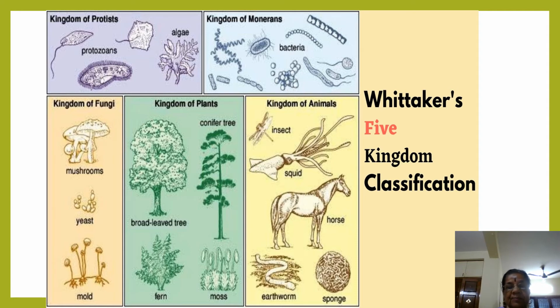What is asexual reproduction? Only a single parent is involved, no formation of gametes, no fusion, and no variation will occur.